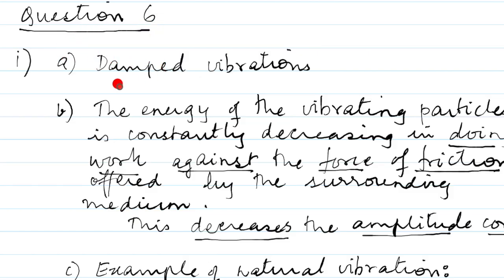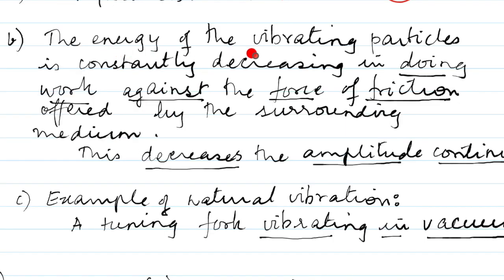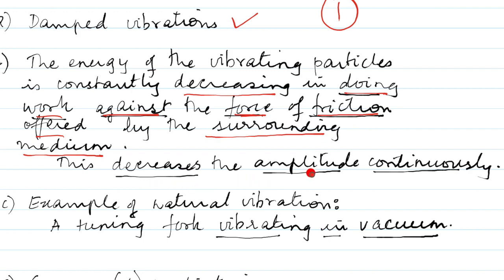So we have question number 6. We have A, which is damped vibration, that will be for 1 mark. Why is the amplitude decreasing with time? The energy of the vibrating particle is constantly decreasing. Why? In doing work against what? The force of friction offered by what? The surrounding medium. If there is no surrounding medium, it will not have to do that work against the force of friction. So this decreases the amplitude continuously and with time.